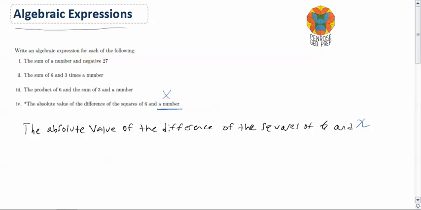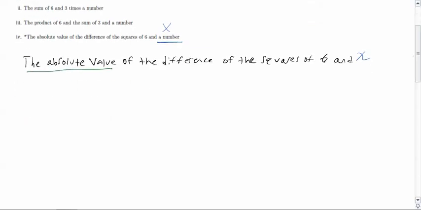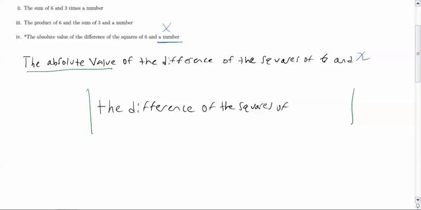The next big thing is the absolute value, or rather the first big thing. The absolute value just means we're going to put big vertical bars on both sides of our expression. And what are we taking the absolute value of? Well, we're taking the absolute value of the difference of the squares of 6 and x.